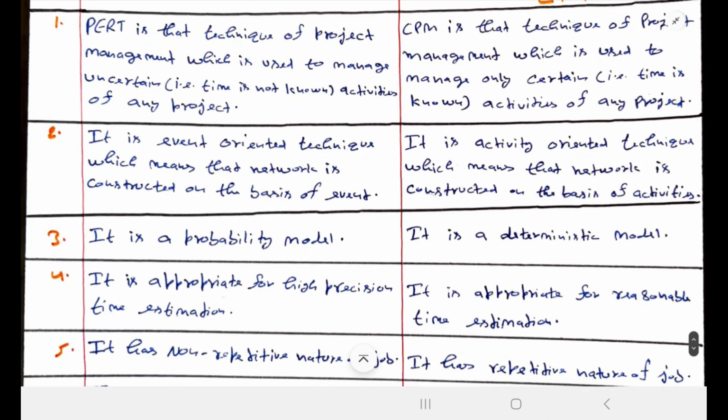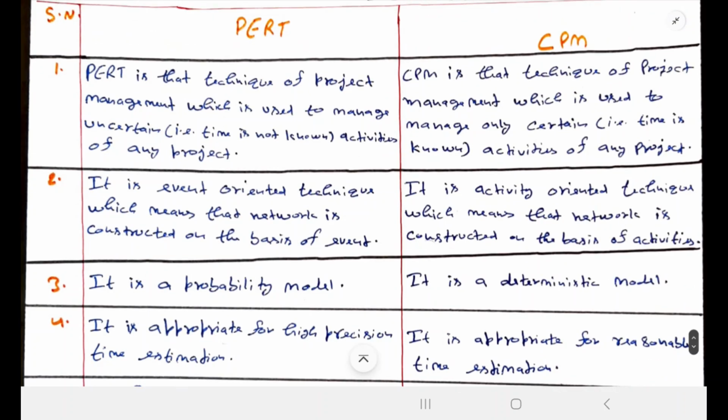Okay, the next one is PERT. It is an event oriented technique, which means that the network is constructed on the basis of events. We will create our network diagram on the basis of events. In CPM, it is an activity oriented technique, which means that the network is constructed on the basis of activities. PERT is based on events and CPM is based on activity.